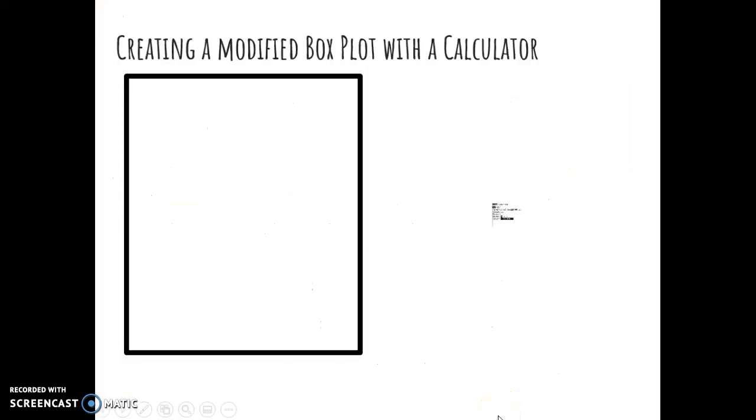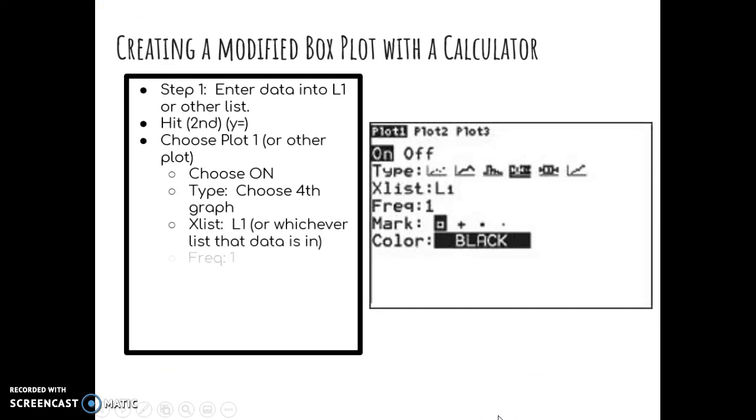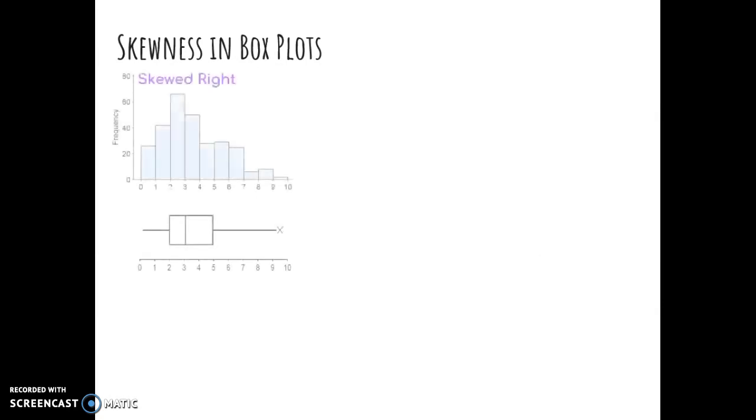All right. We've already looked at that slide. Okay, now let's quickly talk about skewness and box plots. So if we look at this histogram here, skewness, if the smaller frequencies, smaller bars tend to be on the right, it's skewed right.